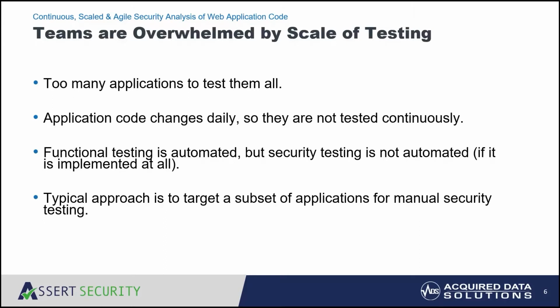So to summarize the problem statement and kind of the state of the industry, the web is everywhere. Anything that speaks HTTP and is on a public-facing IP address is potentially a target. All of those applications have source code behind them. That source code is changing early and often. Daily is typical, so they're typically not tested continuously. Functional testing is automated. There are continuous integration, continuous delivery pipelines, usually called CI/CD pipelines. That's a pretty mature practice in the industry, but security testing is not automated, if it's even there at all. And so this typical approach is to just do your best with a subset of applications and to augment that with manual security testing. So we have a big scale problem, and we need to discuss how to fix that.